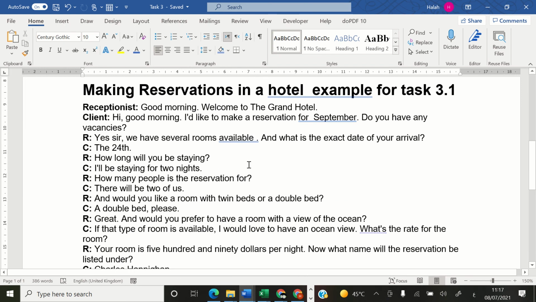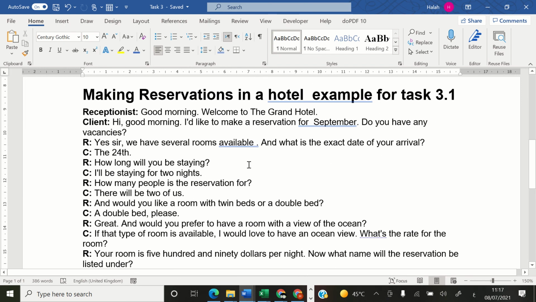Like this, for example. Good morning. Welcome to Grand Hotel. This is the receptionist. The client doesn't need to be enthusiastic like the receptionist, so he could be saying, "Hi, good morning. I'd like to make a reservation for September. Do you have any vacancies?" Yes, sir. We have several rooms available, so you have to change the tone. Get the point? So you can represent two people with your voice. That's fine. If you want to have another one to help you also, that's okay.